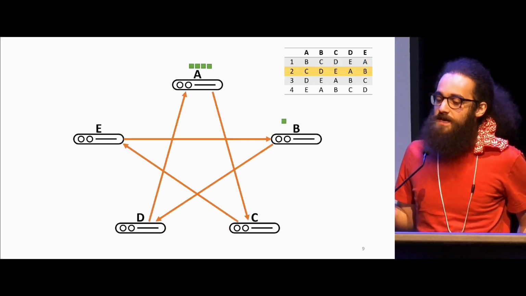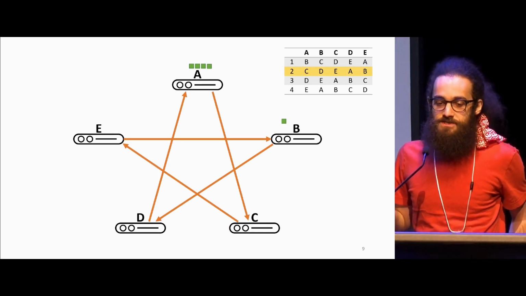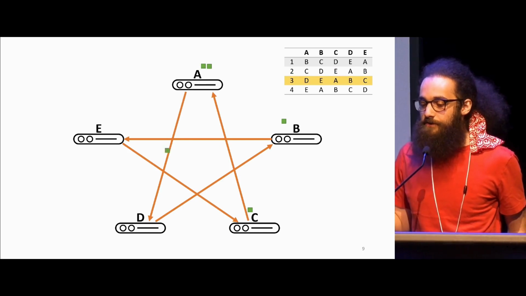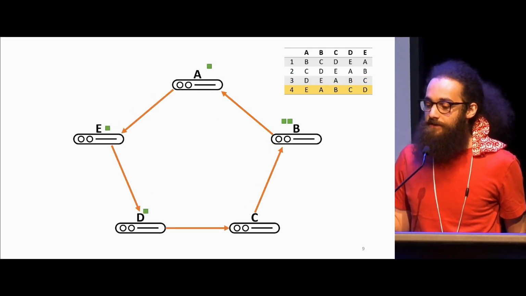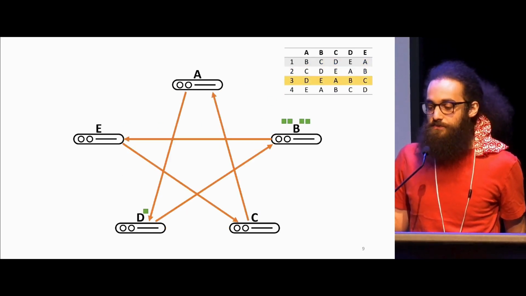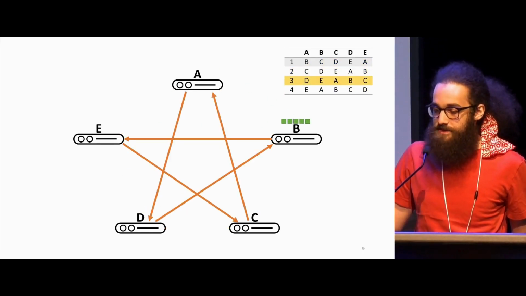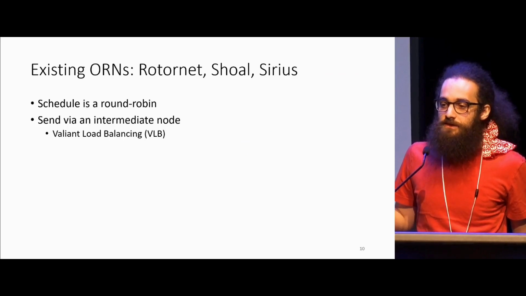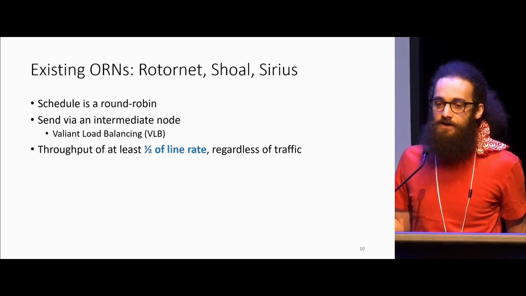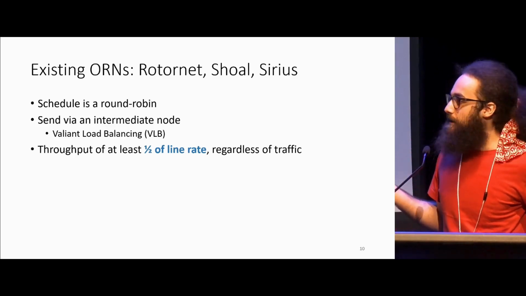But most of the time slots, we're not connected to node B. So instead, what we can do is send indirectly via whichever node we're connected to right now, and eventually forward it to node B. This is an example of something called Valiant load balancing, where you send traffic via intermediate nodes. The reason we do this is that it unlocks all of the bandwidth for us. We can use all of the bandwidth even if we have a very unbalanced workload.